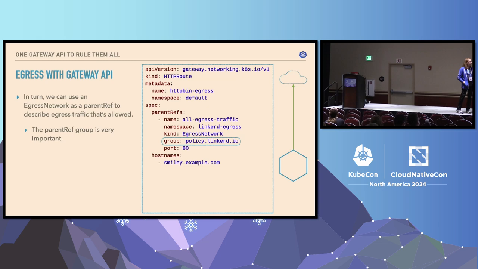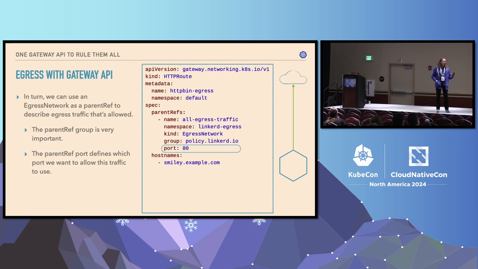Note that the parent ref has to specify a group now, because the default is gateway.network.gates.io. Also notice that we are specifying a port. Routes with parent refs of egress networks must specify the port, because you generally do not want to do things like HTTP traffic on any port that happens to mention a particular host name is okay. That's kind of silly.